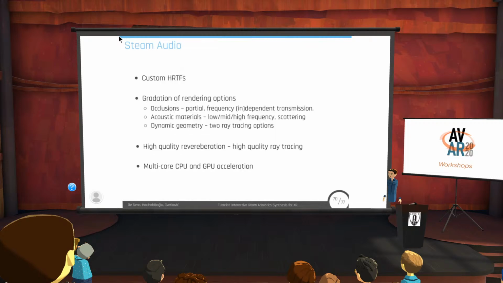One interesting feature is that it allows for custom HRTFs, and it allows for gradations between modeling options such as partial occlusions, also occlusions by partly acoustically transparent objects. It allows for customized acoustic materials and offers different capabilities for handling dynamic geometries. Most importantly, Steam supports high quality reverberation, which is done by powerful ray tracing to generate impulse responses, and that is then followed by convolution. Since that is computationally demanding, it supports multi-core CPU and GPU acceleration.